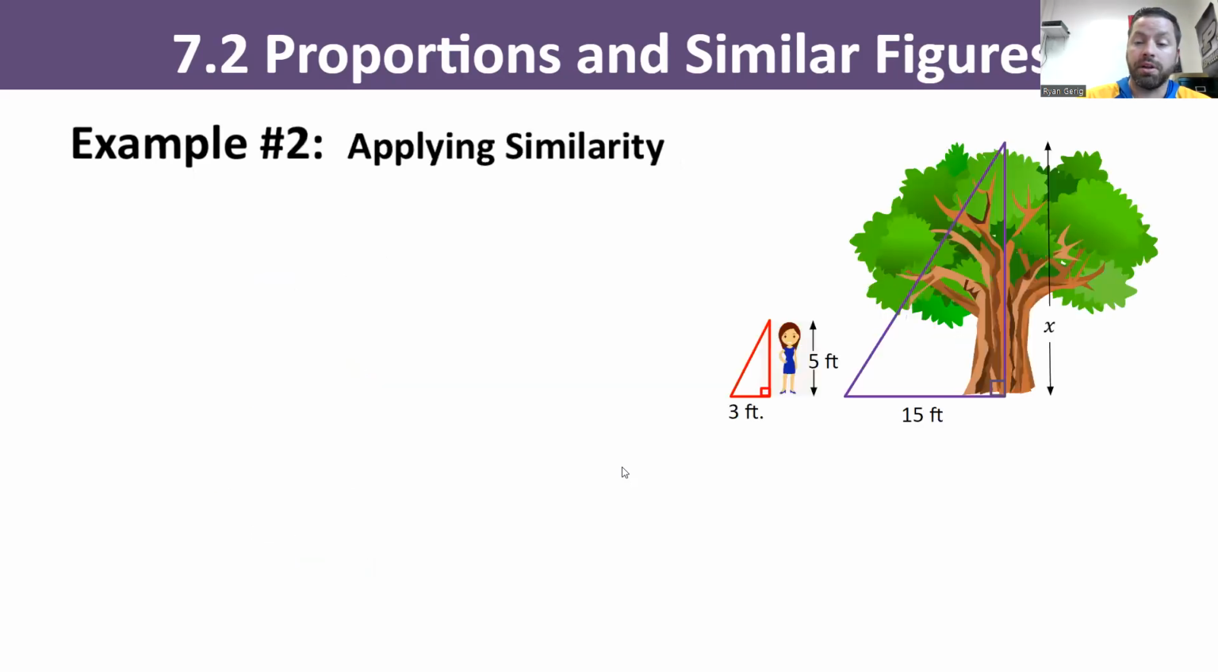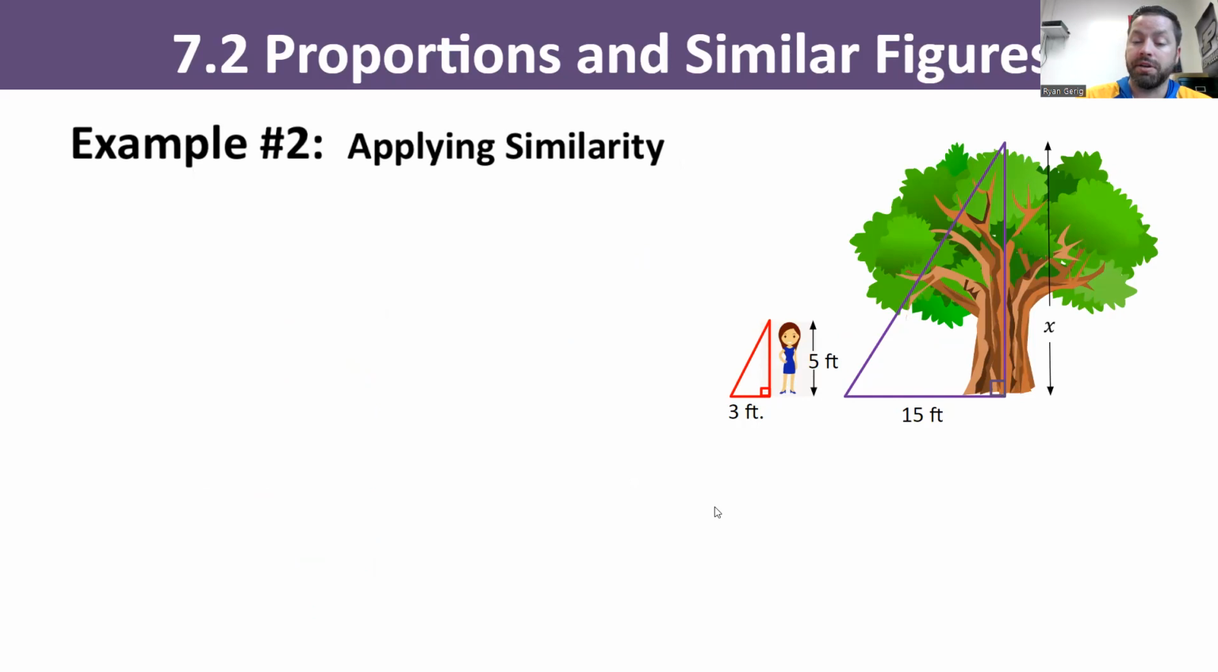All right, so here's another example of how we can apply similarity. What this picture is showing is a shadow cast by the sun. The sun is up kind of like by my face. The sun is casting a shadow, and that length you're able to measure. For the tree, the shadow is 15 feet long. For the girl, the shadow is only 3 feet long.